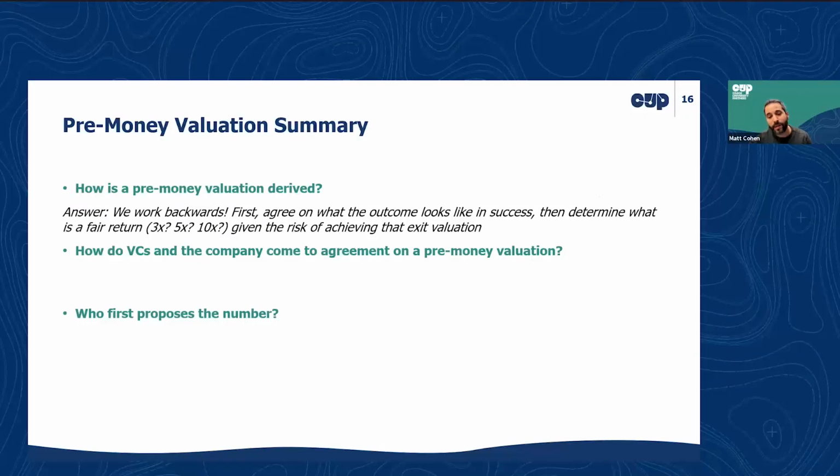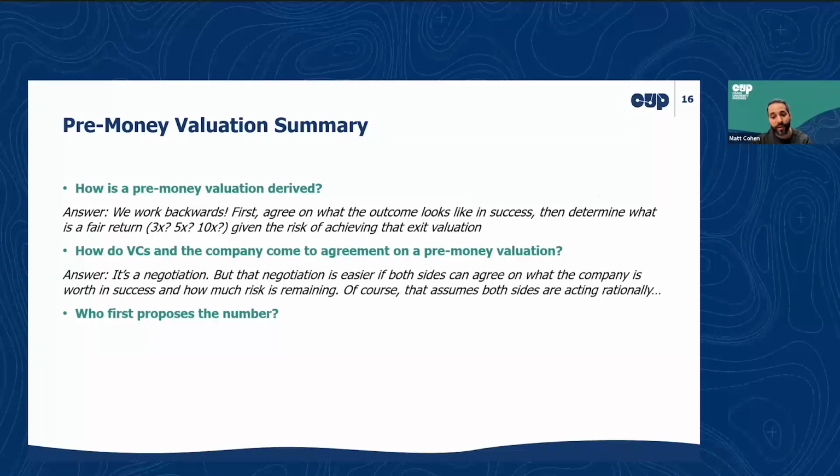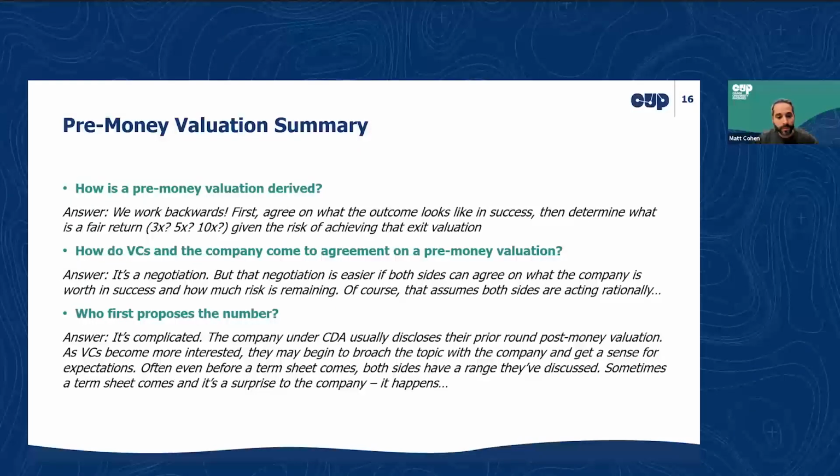How do VCs and the company come to agreement on a pre-money valuation? Well, that's a simple process. I mean, it's a negotiation for sure, but the negotiation can be made easier if both sides can agree on what the company is worth in success. One of the biggest challenges a VC and a company have in getting to alignment is agreeing on what this is worth in success, but also how much risk is remaining. And of course, that always assumes that both sides are acting rationally in how they think about what's fair.